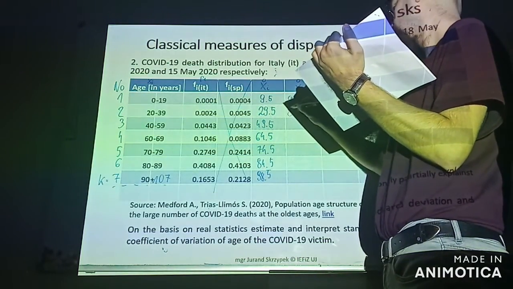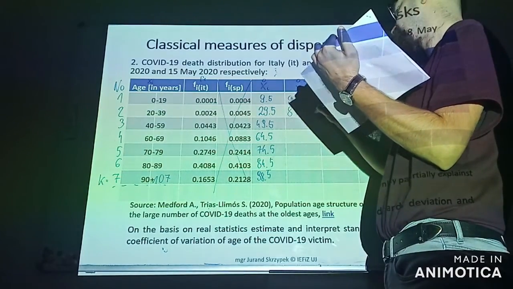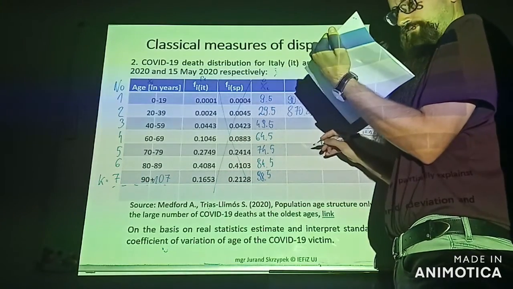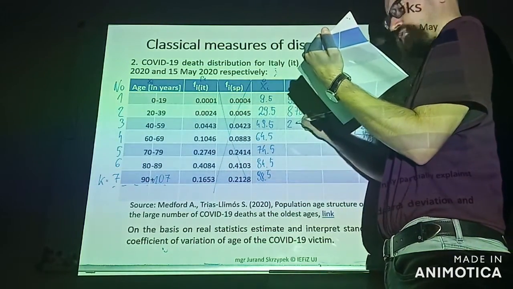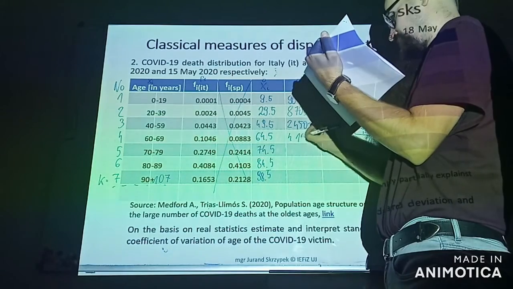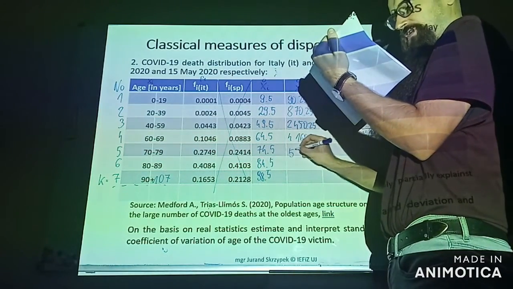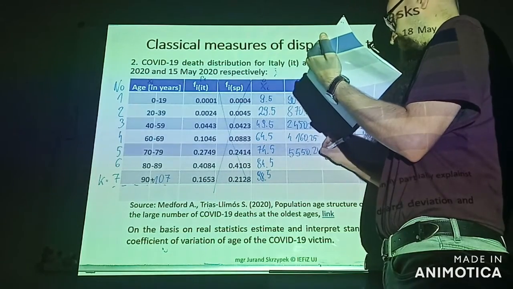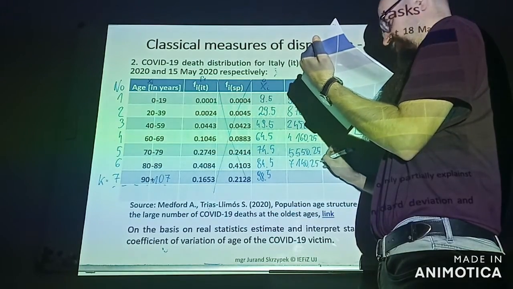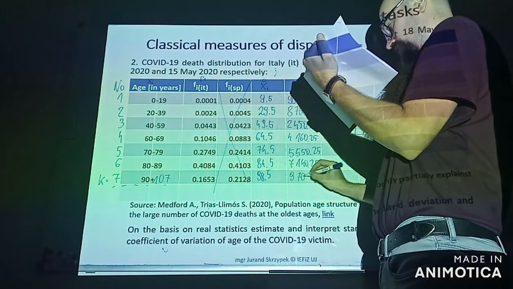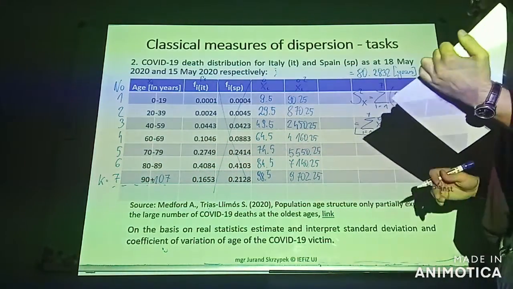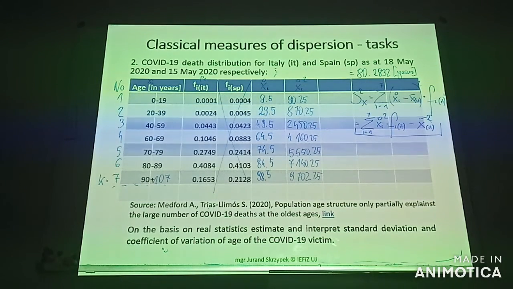After that I have 870.25. This is 29.5 squared. Okay, and after that I have 2,450.25, 4,160.25, 5,550.25, 7,140.25, and 9,702.25. Yeah, this is the column of squared middle of the classes.